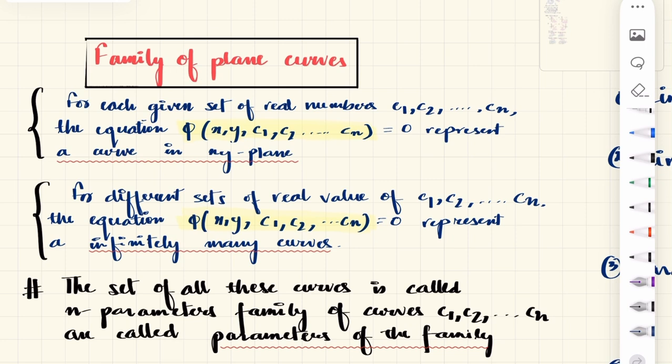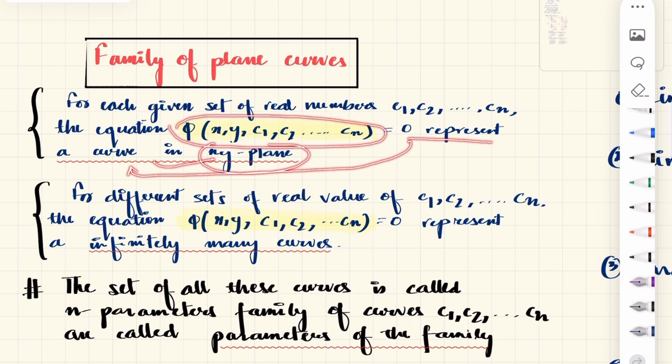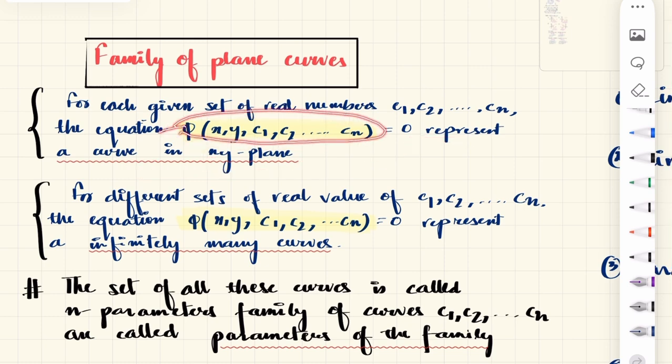What is mentioned here? It mentions that for each given set of real numbers, this equation represents a curve in the xy plane. What is the meaning of this statement? Here is given a set of real numbers, and this equation includes these real numbers and x and y. This equation represents a curve in the xy plane.